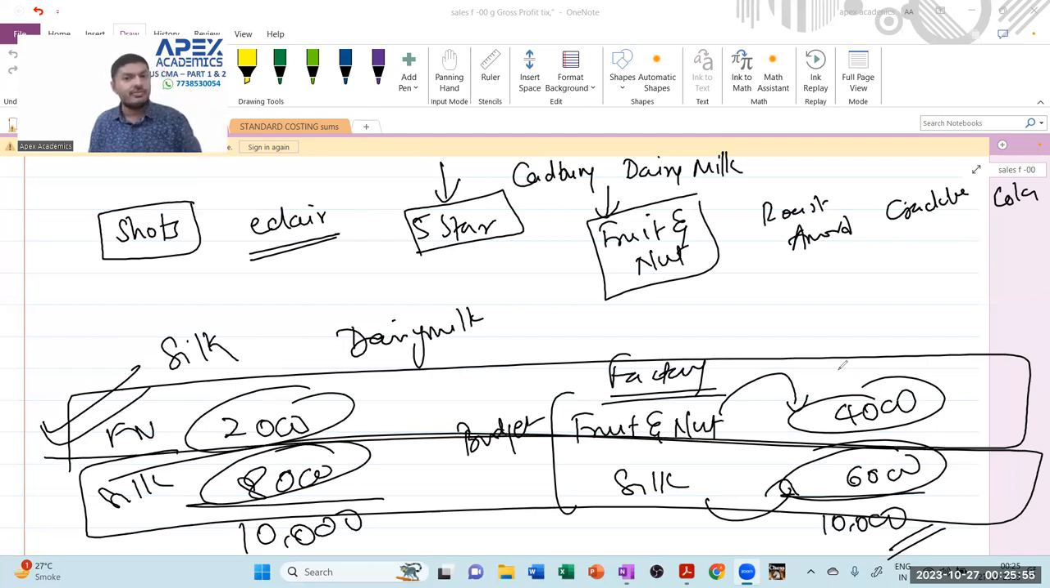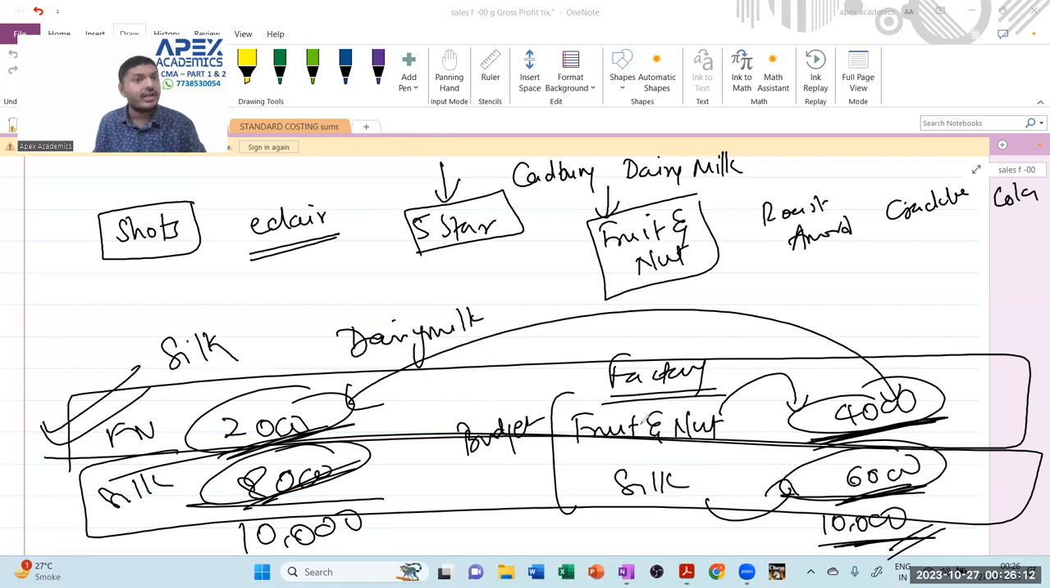Everybody who's understood, please give me a thumbs up. Are you understanding that in a factory, you will make 10,000 units? I'm not saying no. But you had expected 4,000 inputs for fruit and nut and 6,000 for silk. But in reality, you got only 2,000 for fruit and nut and 8,000 for silk. So there is a difference in the consumption of inputs for fruit and nut. There is some adverse and some favorable.